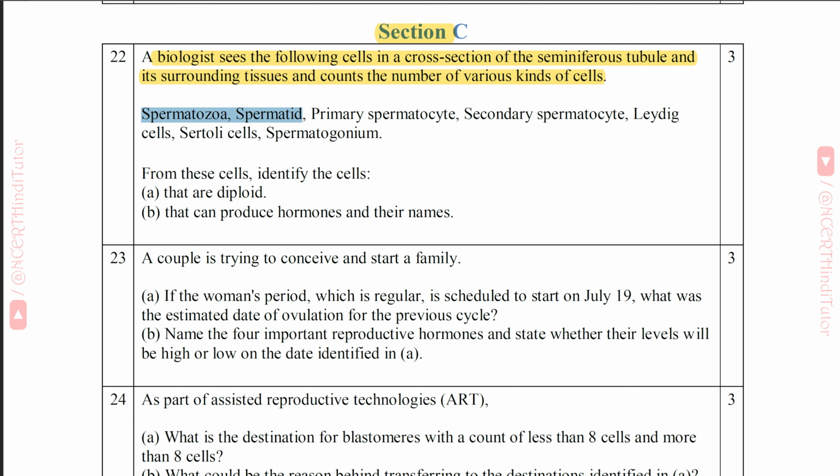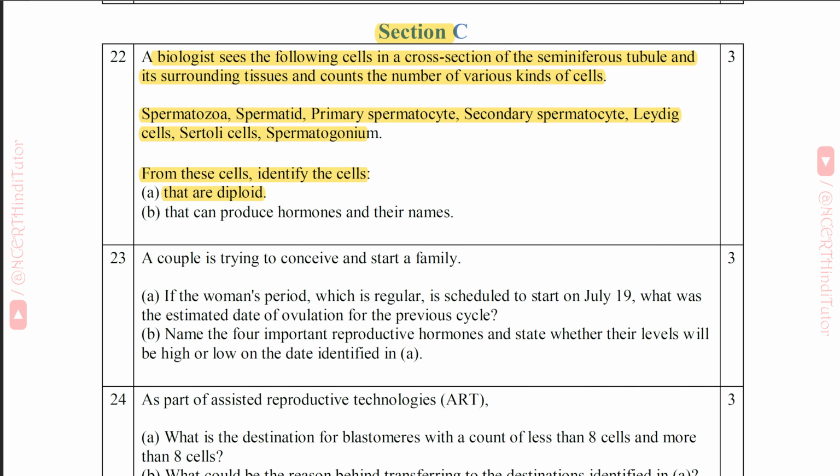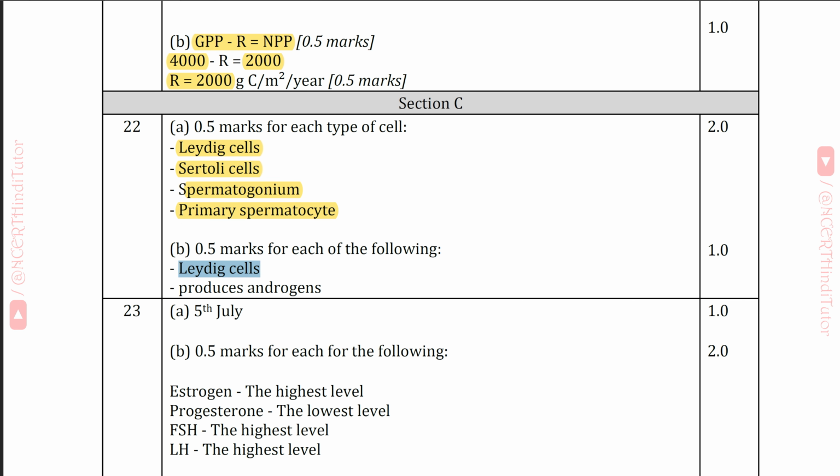Spermatozoa, spermatid, primary spermatocyte, secondary spermatocyte, Leydig cells, Sertoli cells, spermatogonium. From these cells, identify the cells that are diploid. Answer. Leydig cells, Sertoli cells, spermatogonium, primary spermatocyte. B. That can produce hormones and their names. Answer. Leydig cells produce androgens.